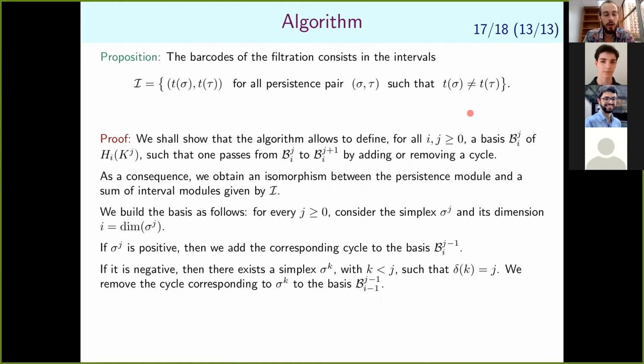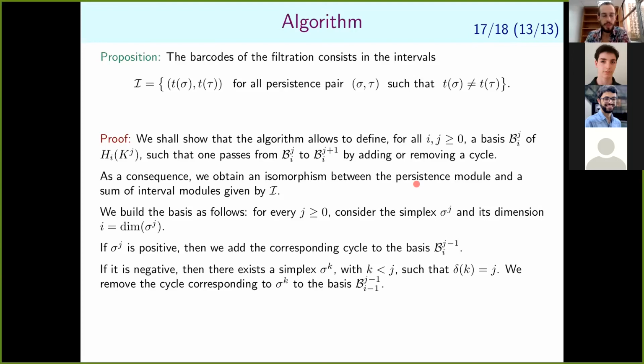Okay, so you can prove that. Maybe it's a lot for today, so I won't read the proof. But basically, you can prove that just by building a basis of your homology groups at each time value, and really these persistence pairs tell you when does your basis change. When do you have to remove an element of the basis, or when do you have to add an element of the basis?